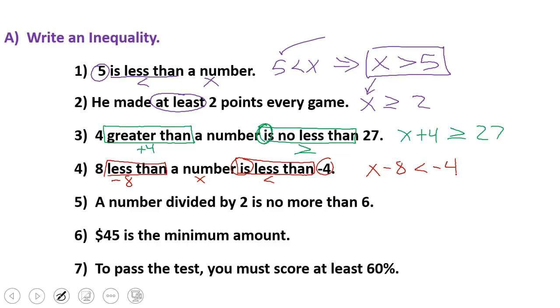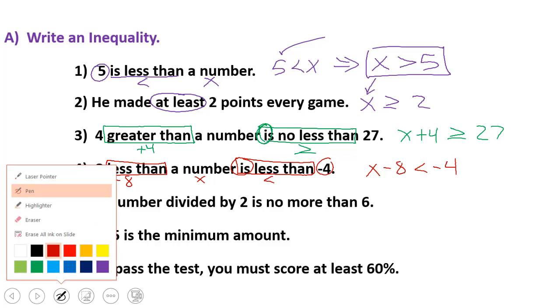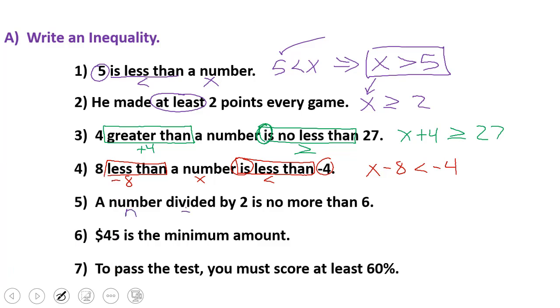Number 5, a number divided by 2 is no more than 6. So some number divided by 2 is, there's my is sign, no more than, so it can't be more than that, it's got to be less, but it could be the same, and then 6. So n divided by 2 is less than or equal to 6. I could also write it this way if I wanted to. Either one works.